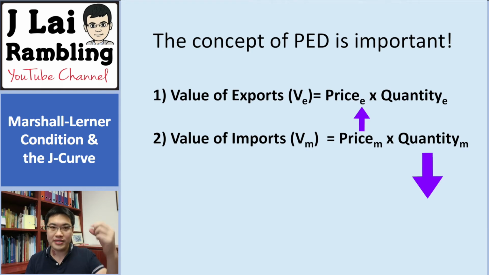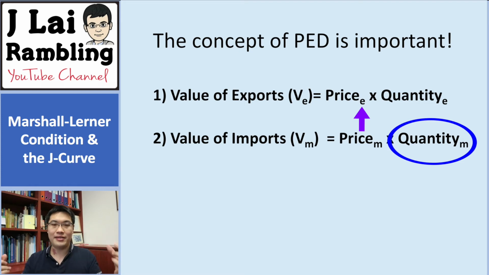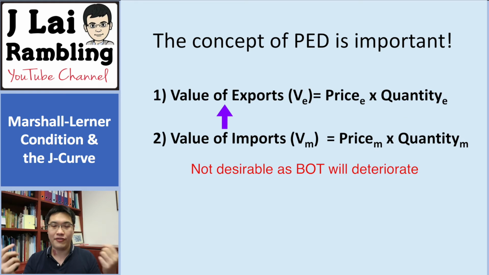Yes, because you want to suppress the value of the imports. So when the price goes up, you want there to be a huge response in the quantity of imports. Because when the price goes up, you want the quantity of imports to drop significantly, the demand for imports to drop significantly. If it doesn't, so price goes up, quantity just stays around the same, then it might be a case of the value of imports going up instead of going down. And that's not what you want.